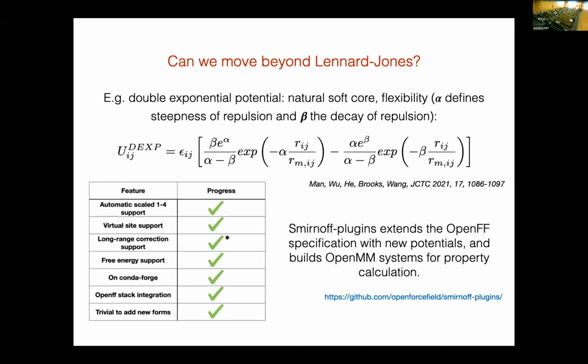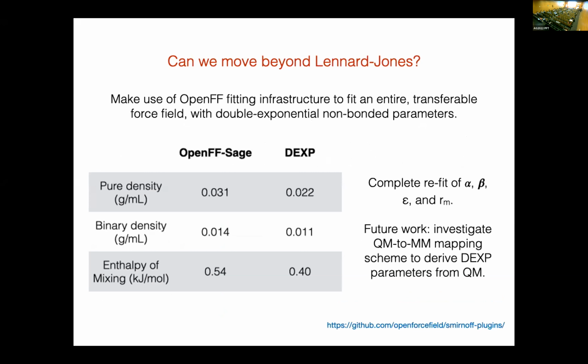Using a plugin to the Open Force Field infrastructure, we can work in this potential, and we could use all of that nice infrastructure that John mentioned to go away and fit a double exponential force field that covers as much chemical space as all of the Lennard-Jones potentials that the Open Force Field is developing. So we've done a complete refit of all of those alpha and beta and epsilon and R min parameters. At the moment, we're not getting these from quantum mechanics. This is purely fitting to experiment.